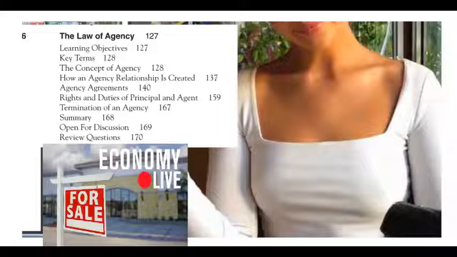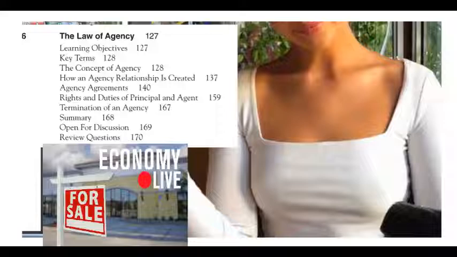How an agency relationship is created. The agreement between principal and agent that forms the basis of the agency may come about in one of several ways. This section discusses the creation of an agency relationship by express agreement, ratification, and estoppel.